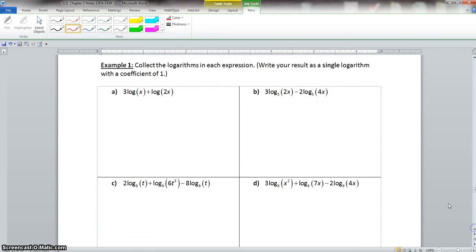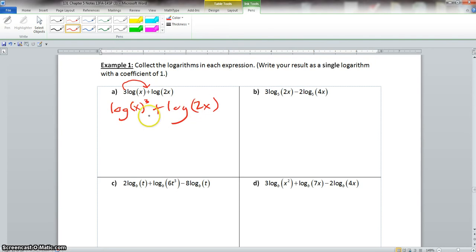It says collect logarithms in each expression. Write your result as a single logarithm with a coefficient of 1. So now we have 3 times log of x plus log of 2x. So first of all, let's move this 3 and make it an exponent. So we will have log of x to the third power plus log of 2x.